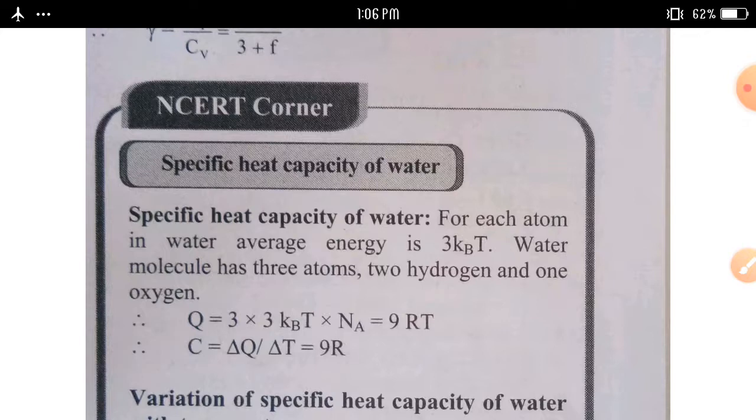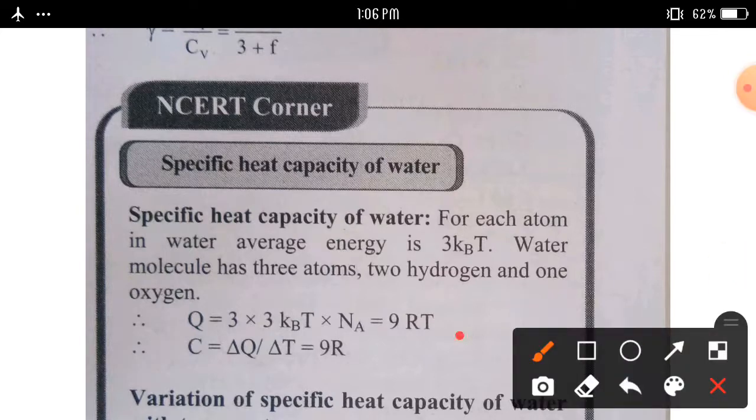Water molecule has 3 atoms, 2 hydrogens and 1 oxygen. Therefore, this becomes Q is equal to 3 into 3 kB into T into Na. This becomes 9 into RT. Therefore, C is equal to delta Q upon delta T is equal to 9R here.